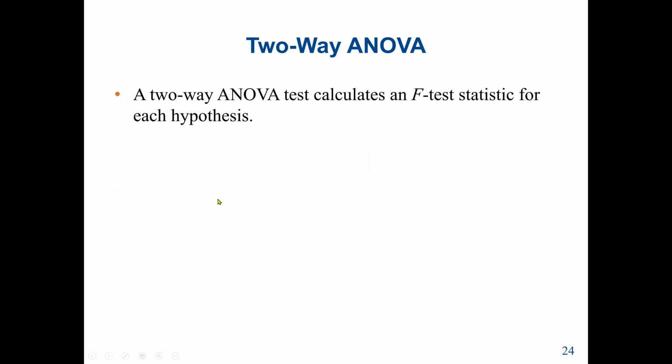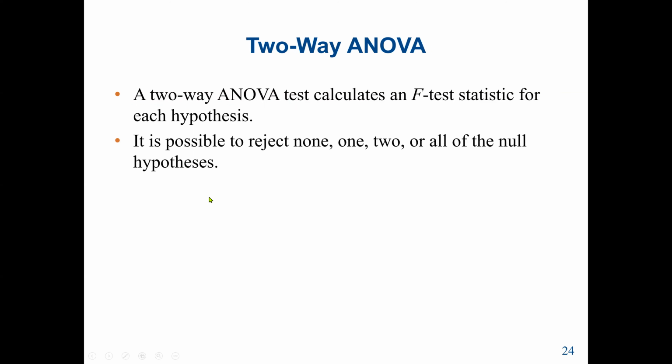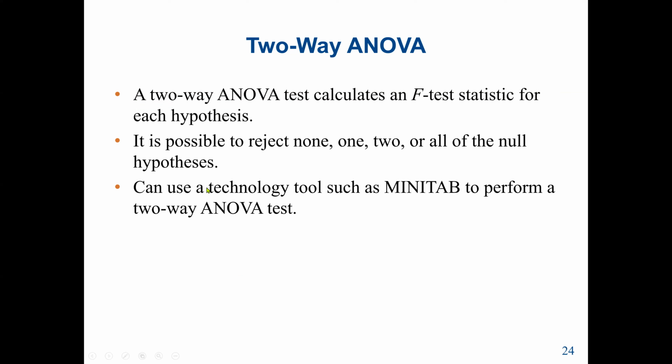So the two-way ANOVA test will calculate an F-test statistic for each hypothesis. Then it is possible to reject none, one, two, or all of them. So we can see, based on the hypotheses, it's a very long process. So most of the time for two-way ANOVA, we use technology. For example, we can use technology tools such as Minitab to provide two-way ANOVA tests.